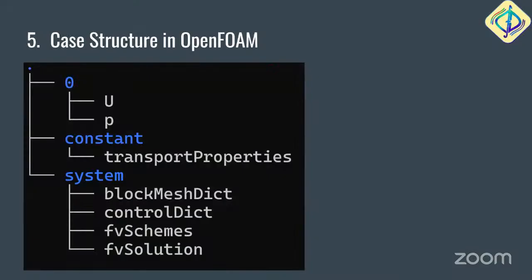So in OpenFOAM, this is a typical case structure that you will have. The very first thing is a zero folder. In that zero folder, you will have your initial boundary conditions. This is where you will set your velocity boundary conditions and pressure boundary conditions. If you have temperature, then you'll set your temperature boundary conditions, and so on and so forth.